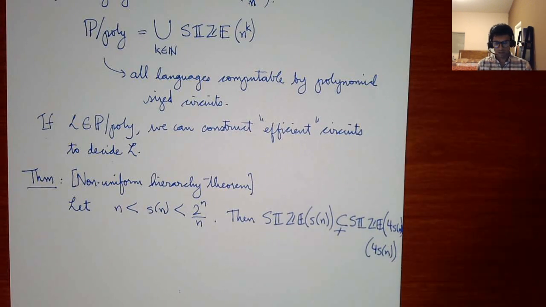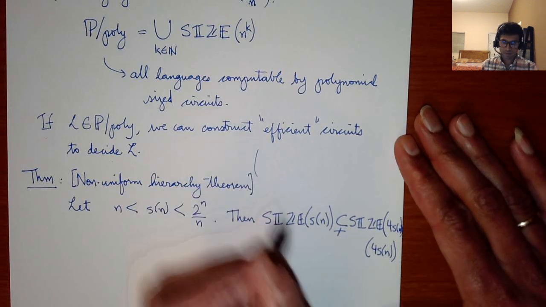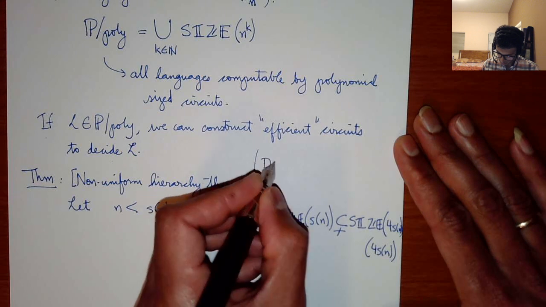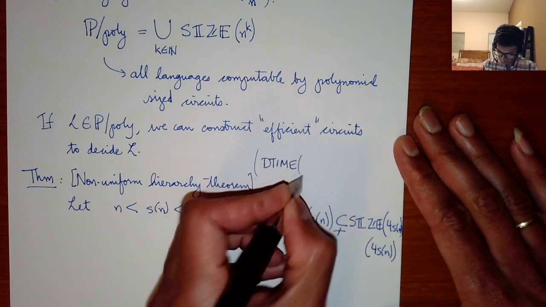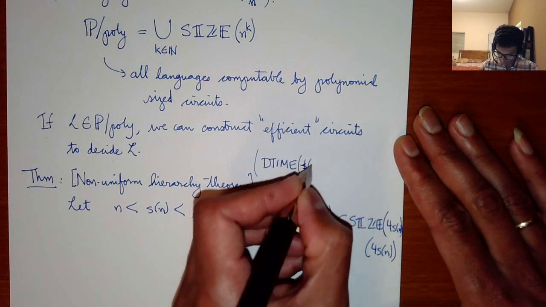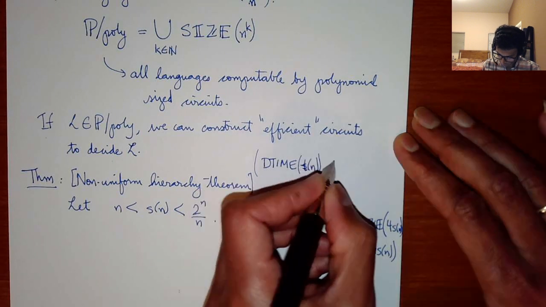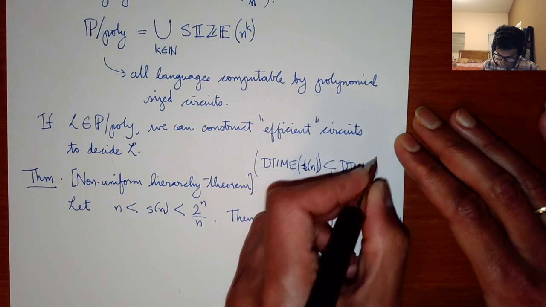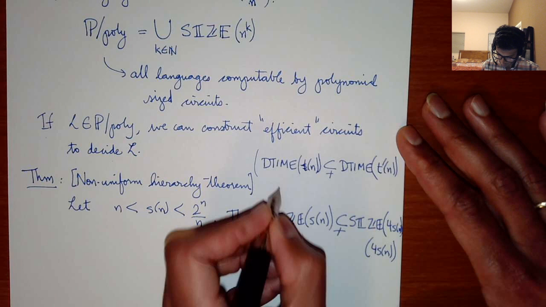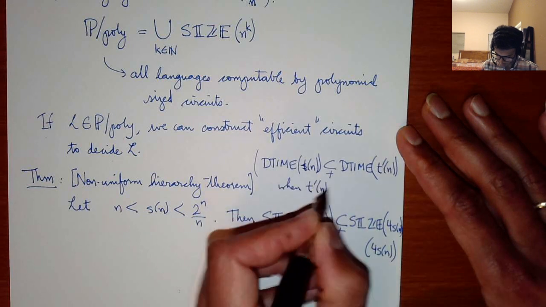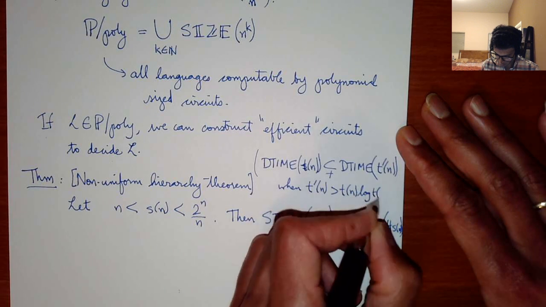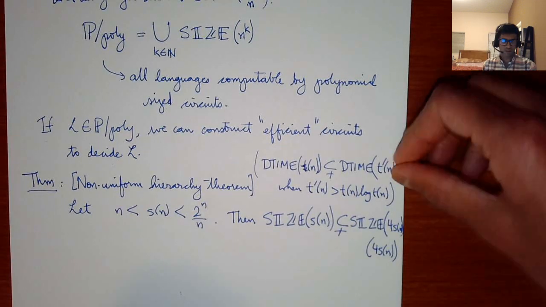Just as we had the time hierarchy theorem that says DTIME of T of n is a strict subset of DTIME of T prime of n when T prime of n is greater than T of n log T of n, because you needed the efficient simulation theorem. That was the hierarchy theorem for running time.